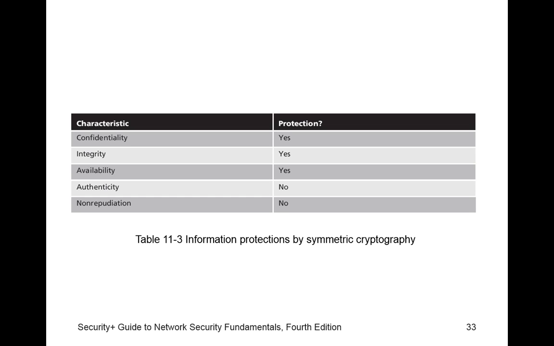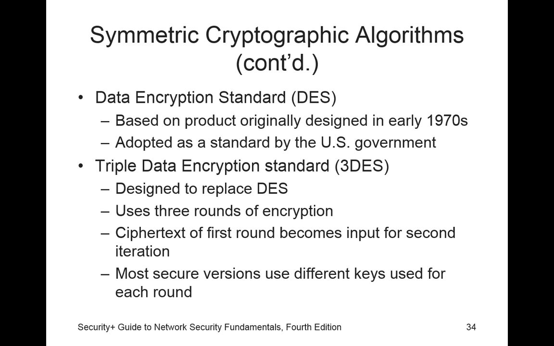So what's our next step? Asymmetric encryption. Well, let's get into DES and triple DES. DES was made in 1970. Triple DES was designed to replace DES because it uses 3 rounds of encryption instead of 1. The ciphertext of the first round becomes input for the second iteration. So whatever the final key is in there is what the key is for the second.